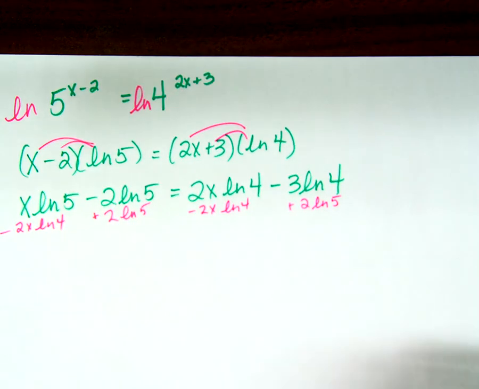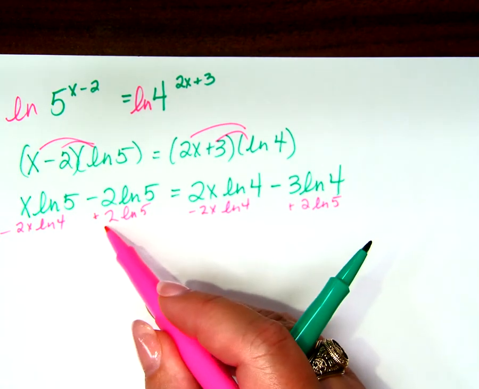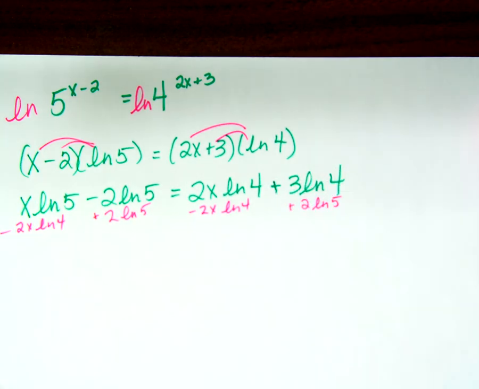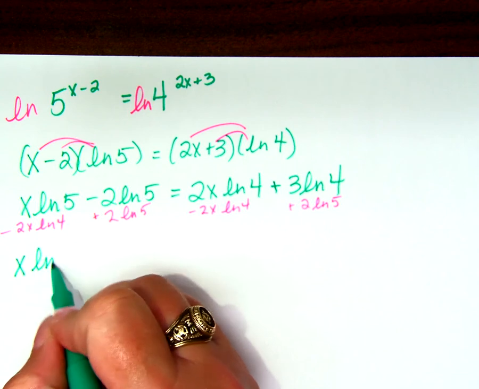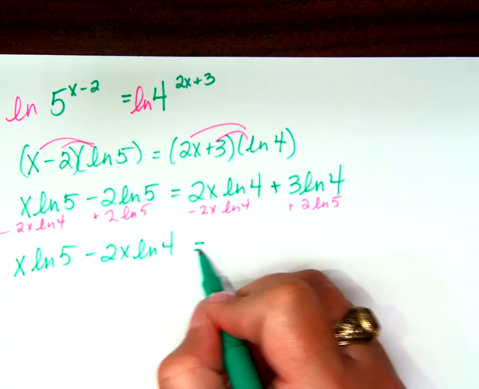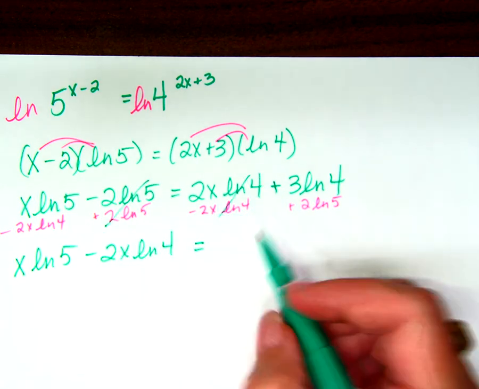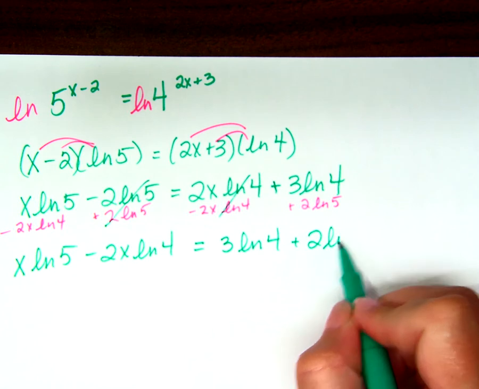What did I say? This? Yes, thank you. So I have x natural log of 5 minus 2x natural log of 4 equals, because that's 0, right? And that's 0. So I have 3 natural log of 4 plus 2 natural log of 5.